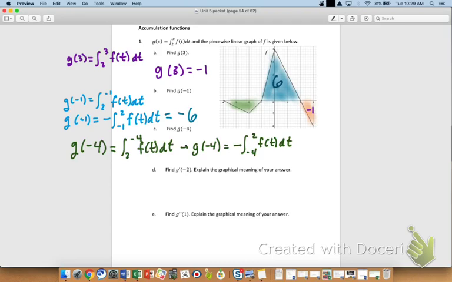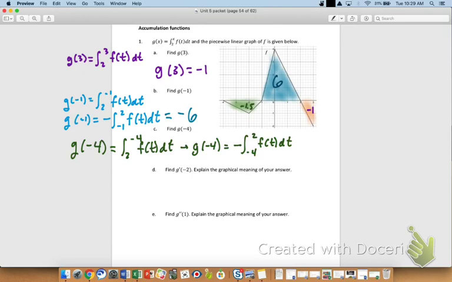So area is never negative, right? But I think the area is 1.5. Why would Hunter say negative 1.5? Because it's below the x-axis. That area is below the x-axis. That's right. So Hunter's idea of negative 1.5 is right on the money, but we would never say that area is negative.